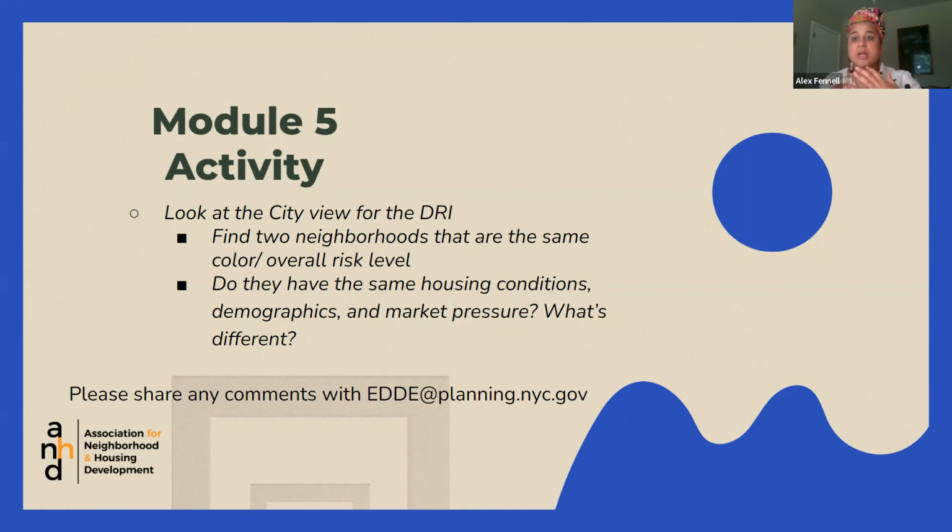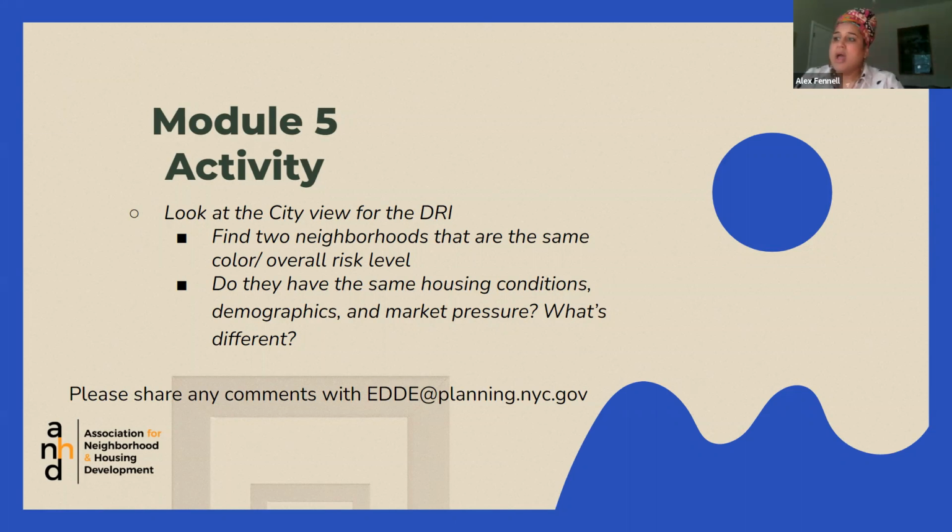And then go through both of them and look at those different categories. Do they have the same housing conditions? Do they have the same demographics and population vulnerabilities? Do they have the same market pressure? And then notice what's different, what's similar, and the ways in which an overall score is reached on the displacement risk index, but it allows for different levels of those different factors in different neighborhoods.